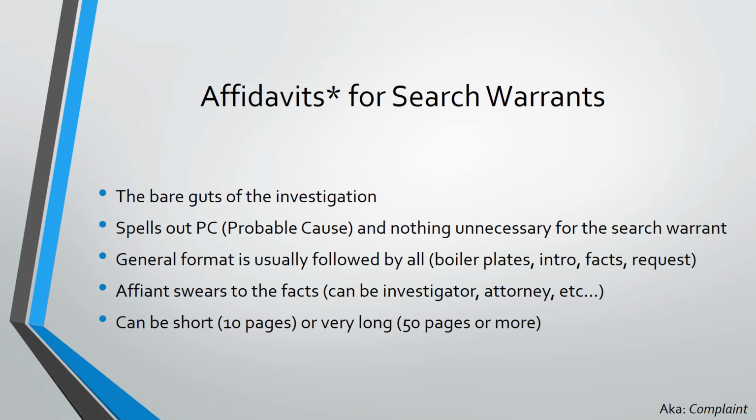Now this is the bare guts of the investigation, spelling out the probable cause, and really nothing that's unnecessary for the search warrant. This is basically the facts of, here, judge, is my reasoning to arrest somebody, or my reasoning to get the logs from this Gmail account, my reasoning to do something. The format is usually similar across the board with boilerplates and facts and the request for the search. And the other common thing is the affiant swears to the facts. The affiant can be the investigator or attorney or whoever. And the length is 10 pages or more. It could be very long depending on the case.